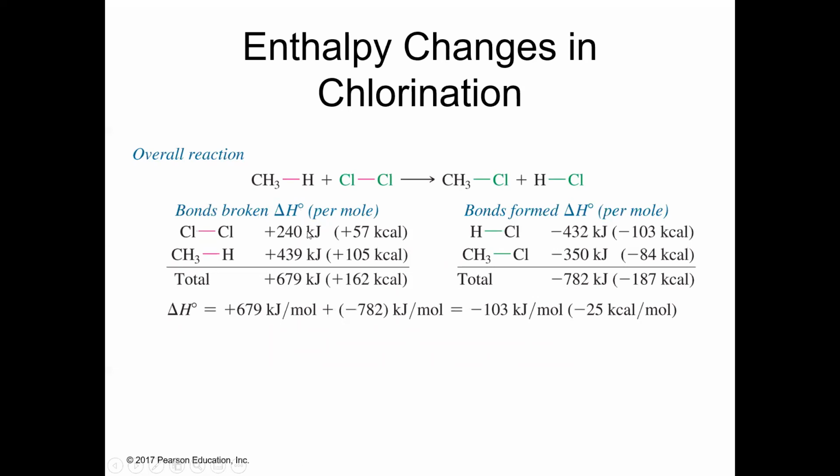Okay, so if we total up these bond association energies, these are homolytic. This is per mole. Okay, we get 679 kJs from the bonds broken, and then we get negative 782 kJs for the bonds that are formed. And the sum of those is negative 103 kJs per mole. So this is an exothermic reaction.